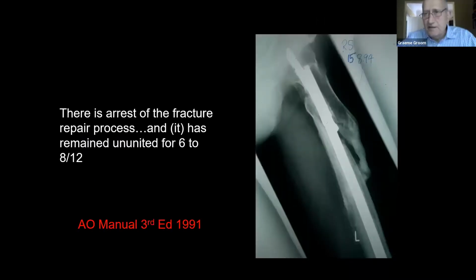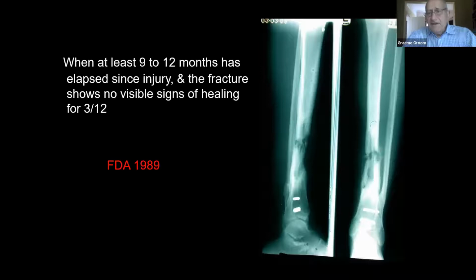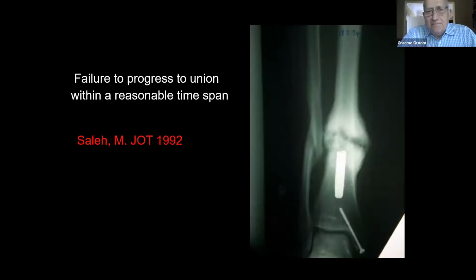The AO manual, the AO organization, is one of the principal educators and innovators in fracture management. And 30 years ago, they described non-union as the arrest of the fracture repair process, where the fractures remained ununited for 6 to 8 months. Well, the FDA have tried a definition: when at least 9 to 12 months has elapsed since injury and the fracture shows no visible signs of healing for 3 months. That's not necessarily as helpful as it might seem.